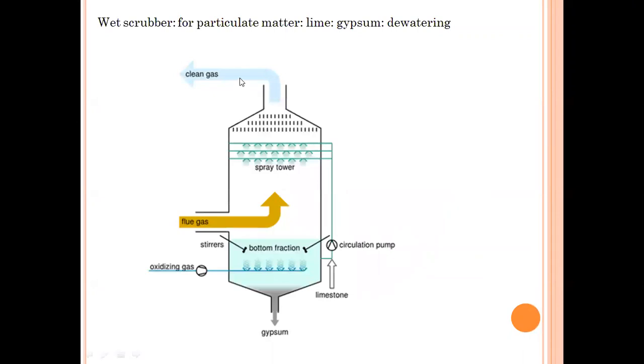So the wet scrubber for particulate matter uses lime, gypsum, and dewatering. The clean gas goes outside. Here are the spray tower, bottom fraction, stirrer, flue gases, circulation pump, and oxidizing gases.